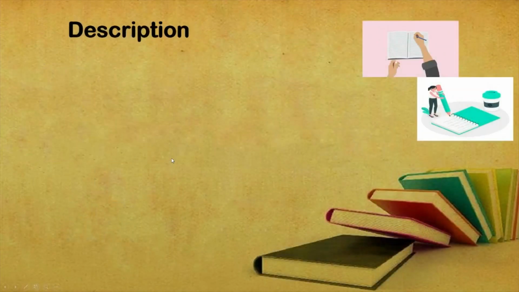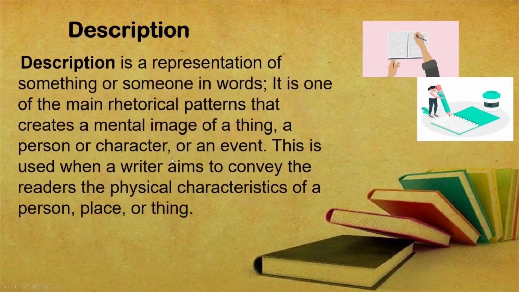Next is description. Description is a representation of something or someone in words. It is one of the main rhetorical patterns that creates a mental image of a thing, a person or character, or an event. This is used when a writer aims to convey to the readers the physical characteristics of a person, place, or thing.